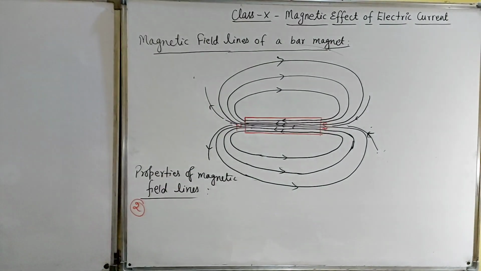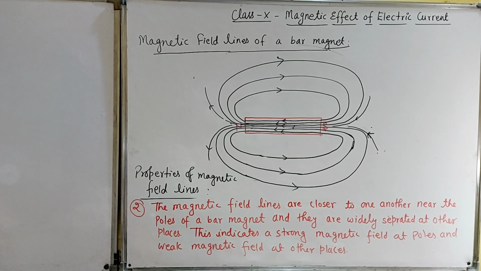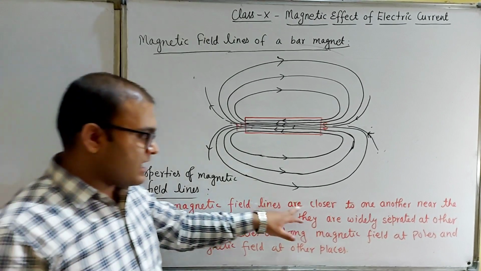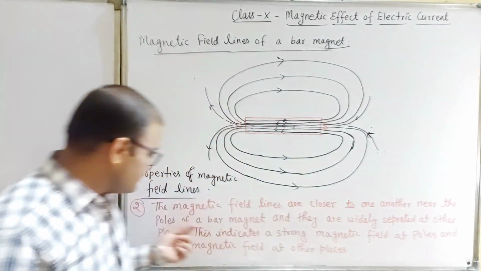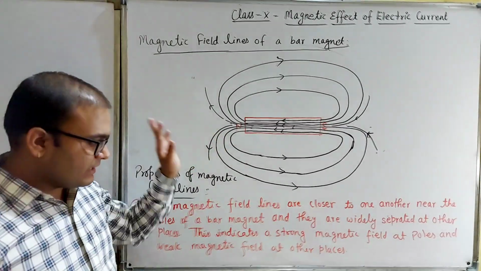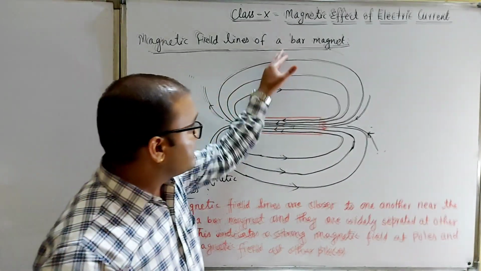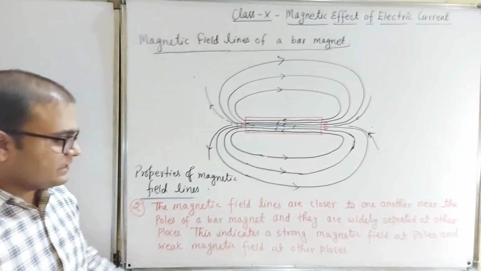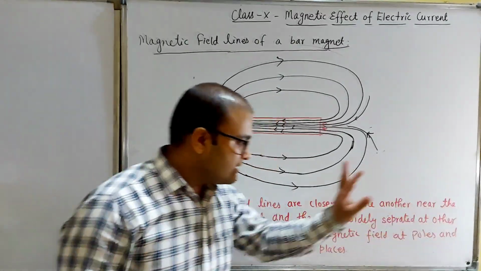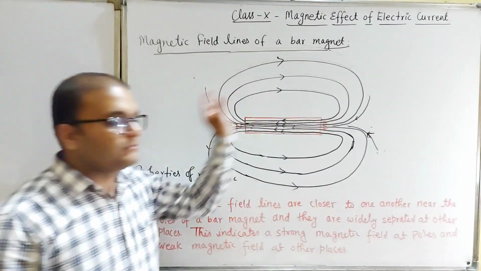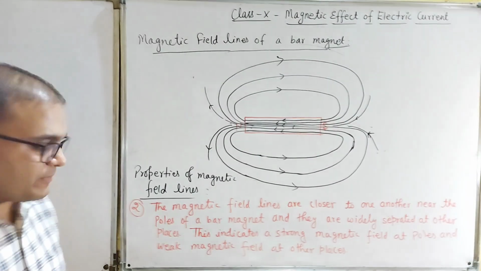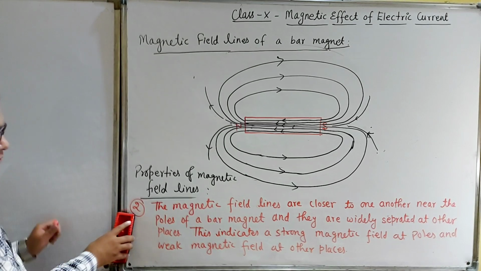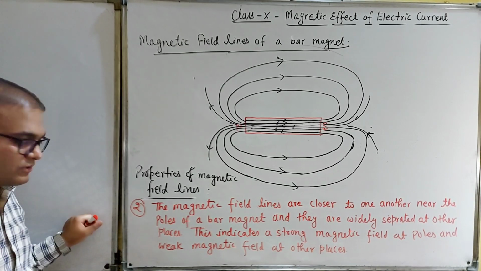Okay, so I am writing the second property. This is the second property I have written here. The magnetic field lines are closer to one another near the poles of a bar magnet, and they are widely separated at other places. This indicates a strong magnetic field at poles and weak magnetic field at other places. You can write this property also, the second property of magnetic field lines. You can take the screenshot.